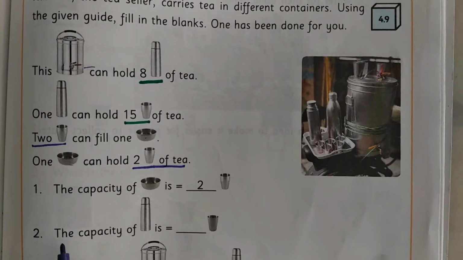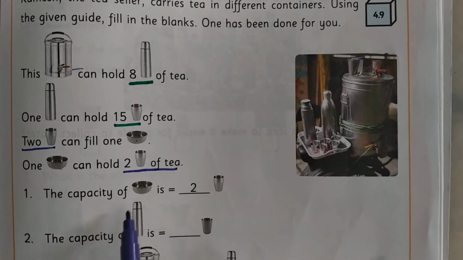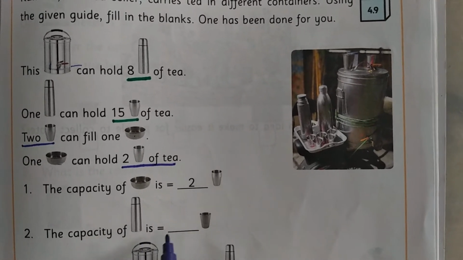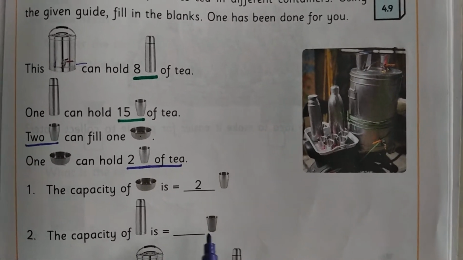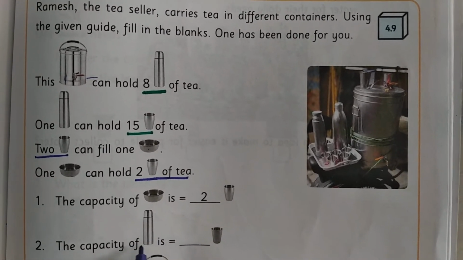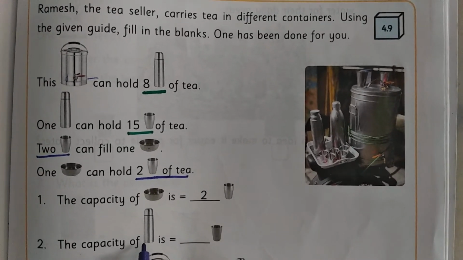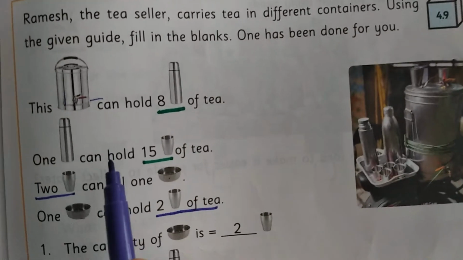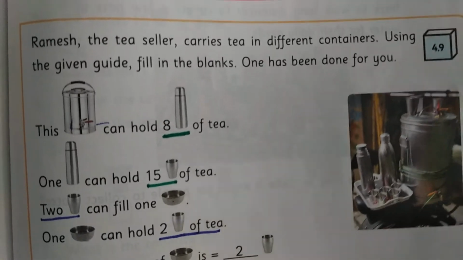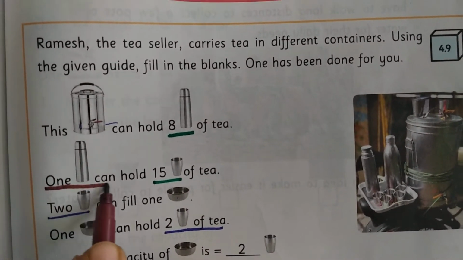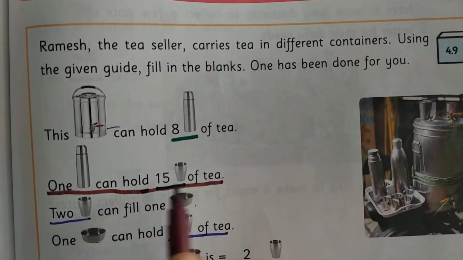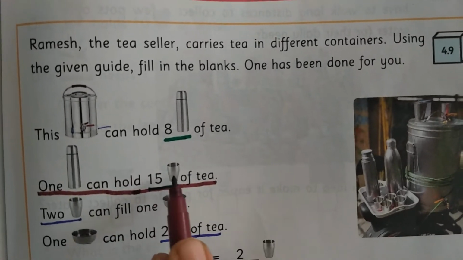Now see the second question, Kana, the capacity of flask. What are they asking? The capacity of a flask is dash tumblers. So how many glasses of tea can we pour inside this flask, that you want to find. Come, see here, they have given the guide. One flask can hold how many glasses of tea, Kana? 15 glasses of tea. So one flask can hold 15 glasses of tea.